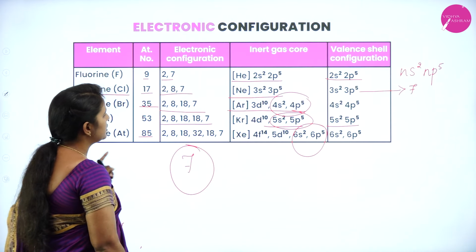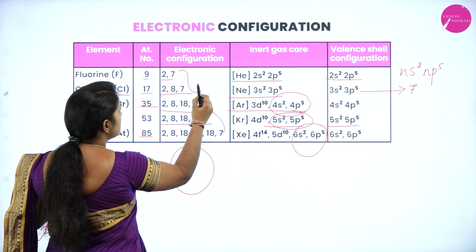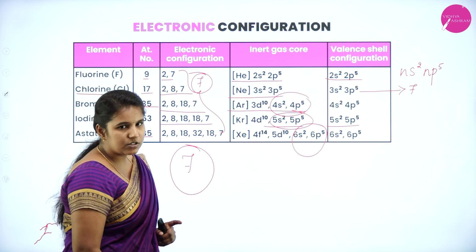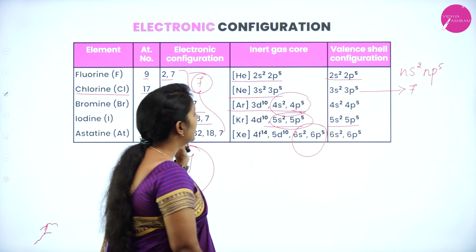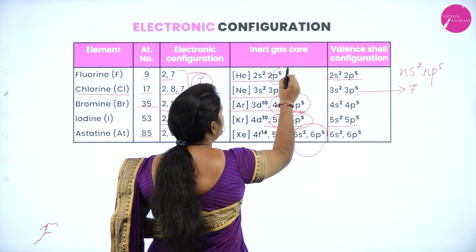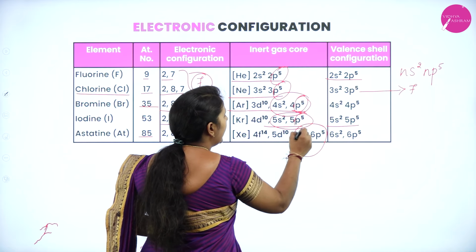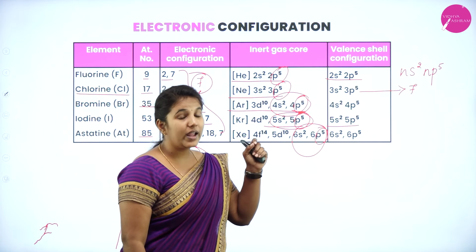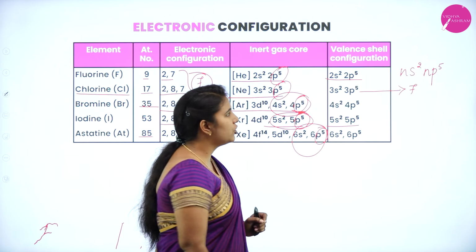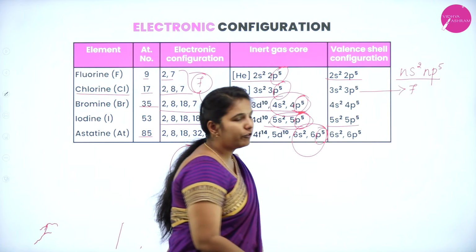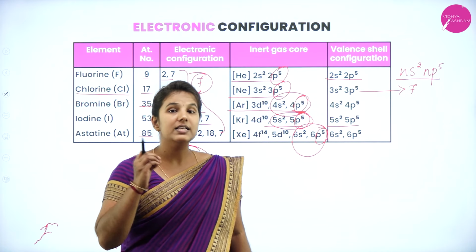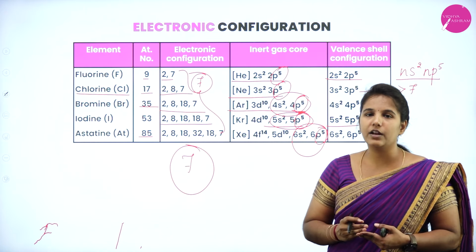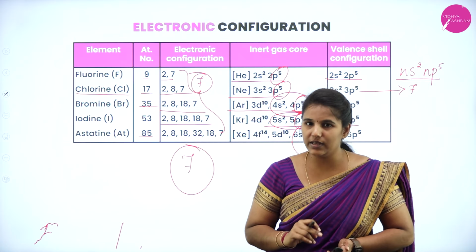In all these elements you can see that the last shell consists of how many electrons? 7 electrons as their valence electrons. And you can see that the last electrons are going to enter the p orbital, hence they belong to the p block elements. Generally we can represent this valence shell electronic configuration as ns2 np5, and it indicates that there are 7 electrons in their valence shell. That is why they are known as group 17 elements.